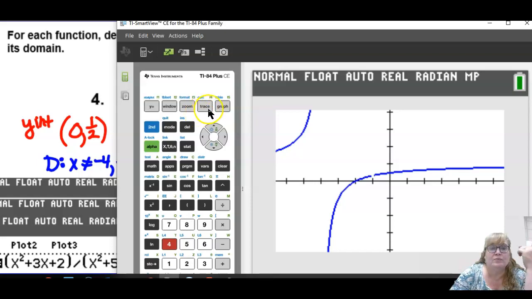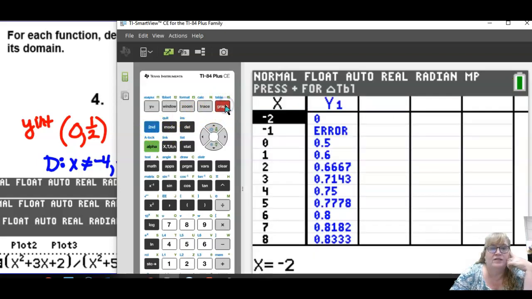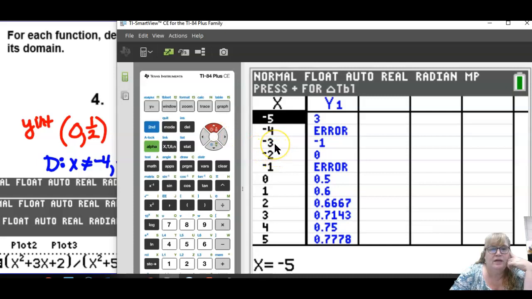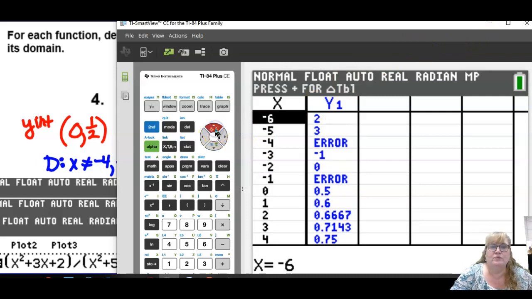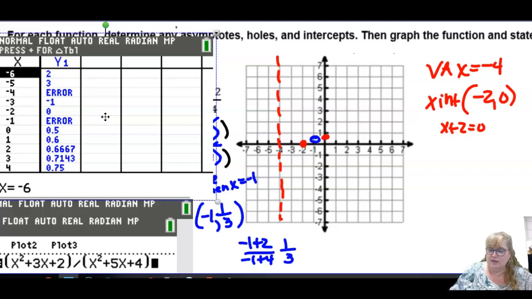But I really want to plot a couple points, so I can either trace along or I can go to the table. The table helps me see that at -3, it's at -1. At -2, I already have that one. At -5, it's at 3. So I can plot a few ordered pairs. Stick that right over here for a second. I can erase it in a minute. But I have -6, it's at 2.